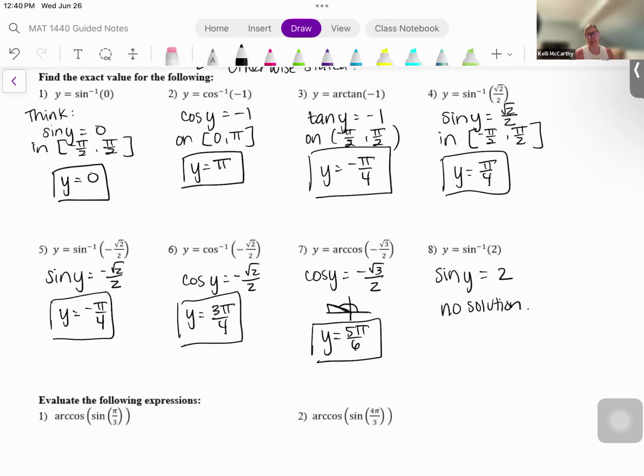Now, the other thing that you could think about is, what's the domain of inverse sine, which we did write on our summary on the previous page. The domain of inverse sine was negative 1 to 1. So we can't even plug in a value of 2 into this inverse sine function because it's outside of the domain.